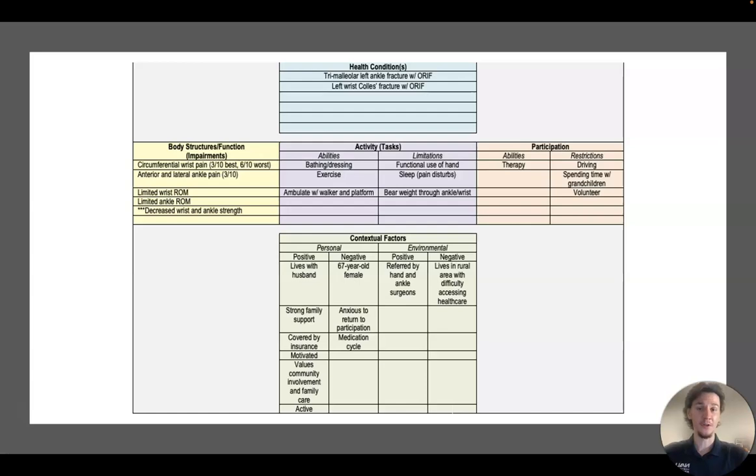And then environmentally, the negative would be that she lives in a rural community and has difficulty accessing healthcare. However, positive side of that would be that she was referred by her hand and ankle surgeons, which means she was able to access healthcare for her surgeries, and she's obviously in the clinic seeing us today. So there's a negative to it, but she was able to overcome that negative.